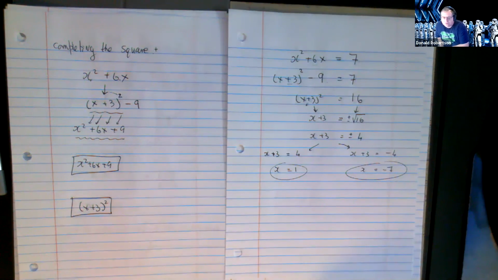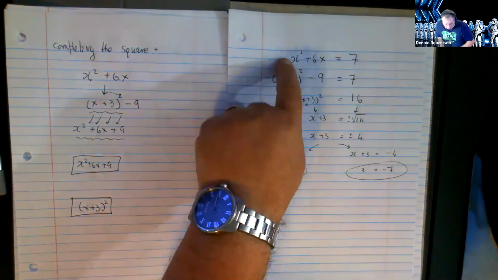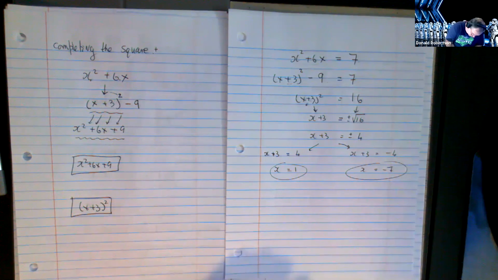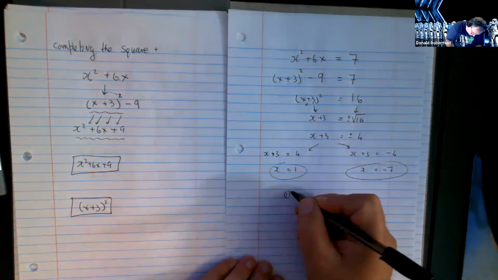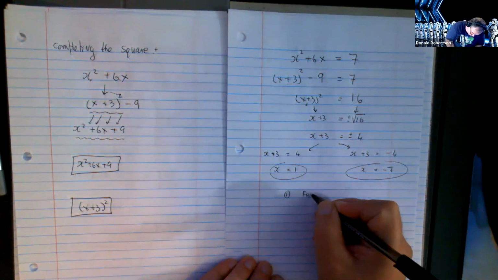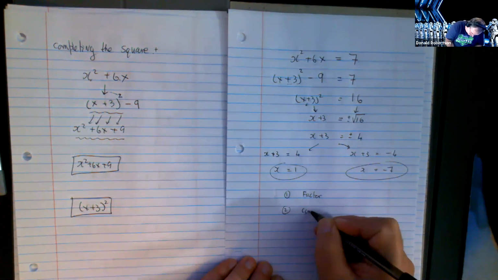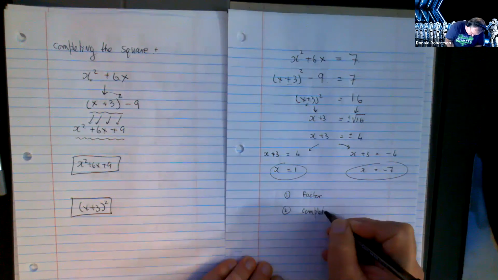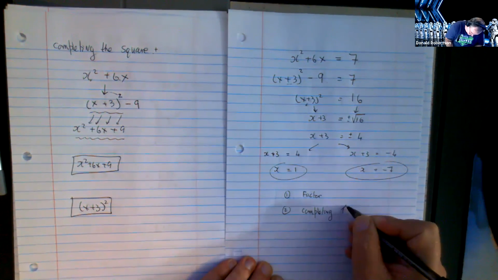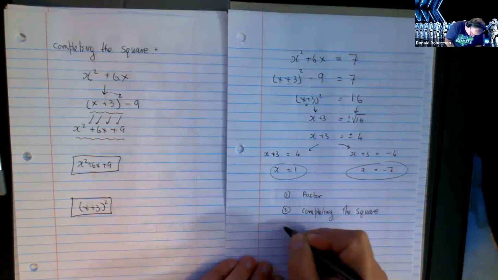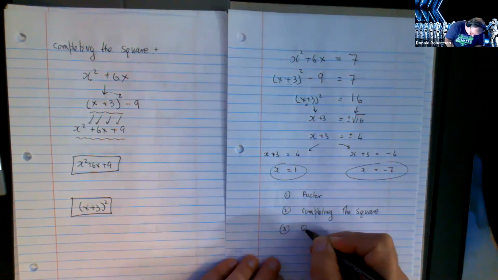And what we've done there is we've solved this quadratic using the technique called completing the square. There are 3 main ways to solve a quadratic. You can factor. You can use this technique here called completing the square. And then the third one is to use the quadratic formula.